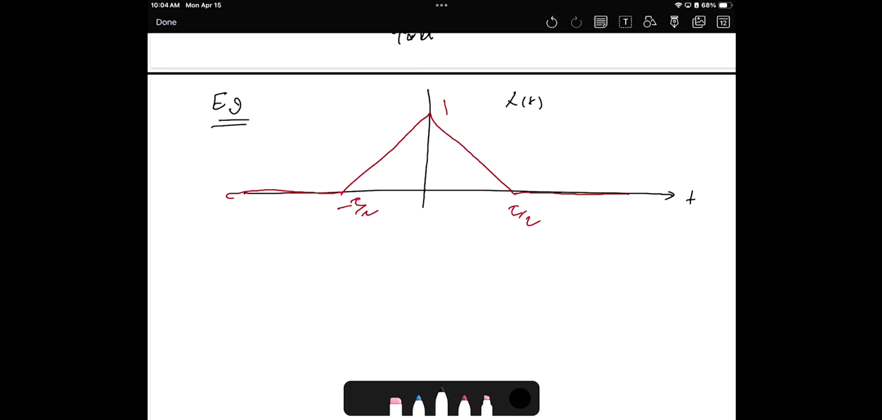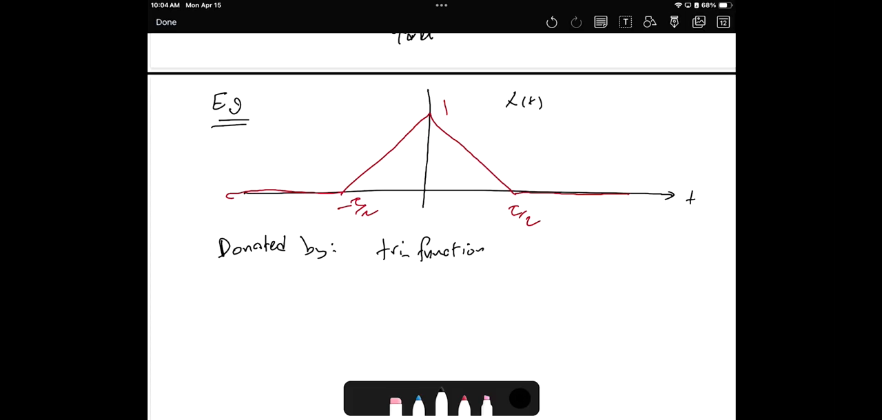This can be denoted as a tri function. We already discussed before the impulse function and the rect function. Now there is a new function that we haven't discussed before. It's called the tri function. So anything triangular can be a tri function.